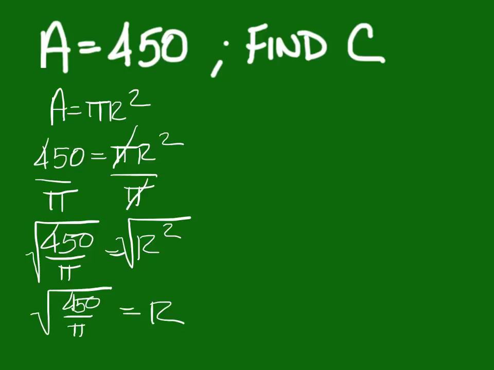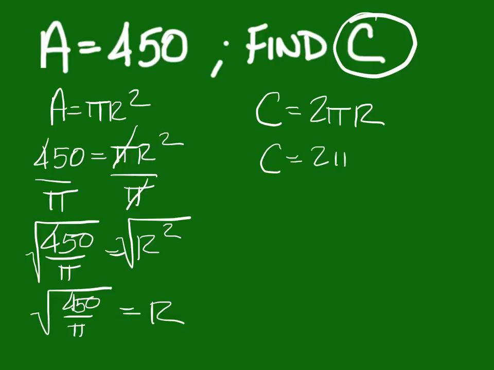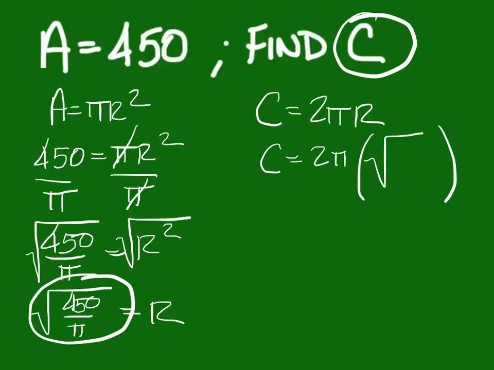You are finding c, and c is 2 pi r. So plug in what you found over here for the radius, the square root of 450 over pi. On your calculator, you're going to do the square root of 450 over pi first, and then multiply by 2 pi. You should come out with an answer of 75.2.